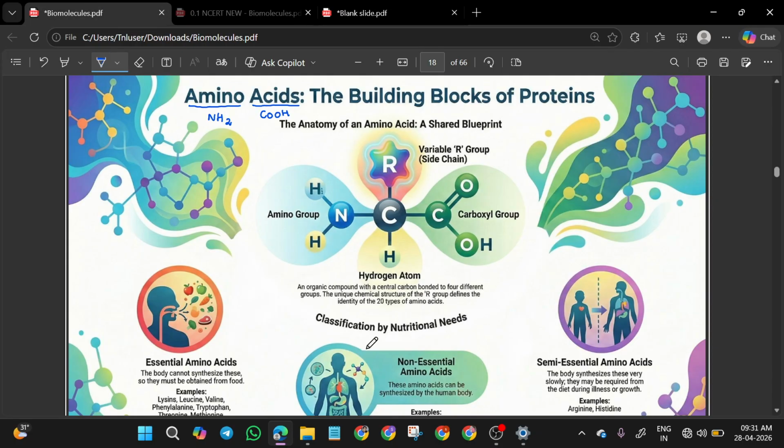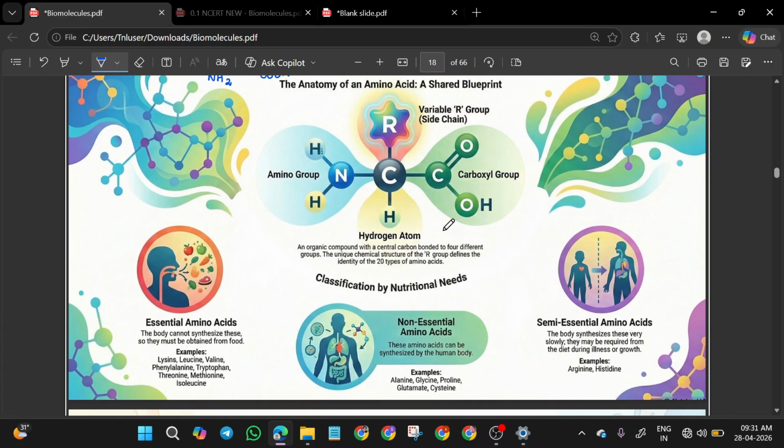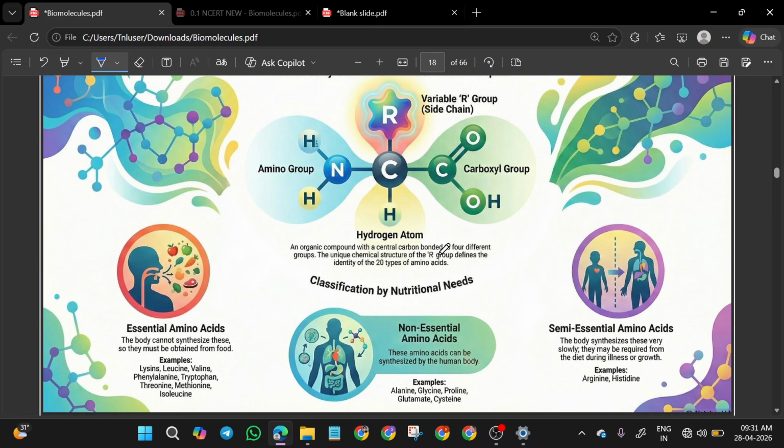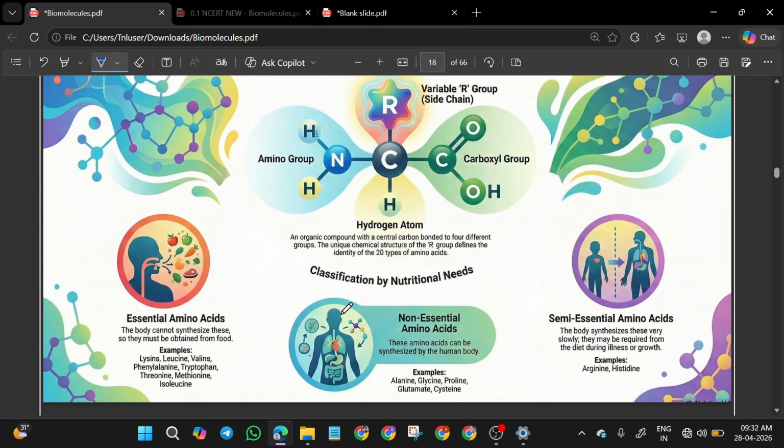So now you see this. This is about amino acid. It is an organic compound with a central carbon bonded to 4 different groups. The unique chemical structure of the R group defines the identity of the 20 types of amino acid. In reality there may be many more, but only 20 types of amino acids are found in proteins. That is why they have mentioned it like that. And we can classify amino acids based on different categories.